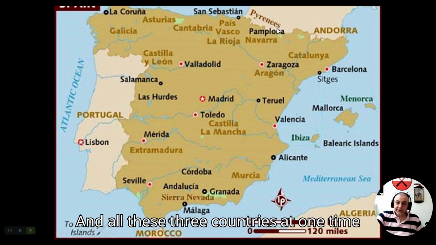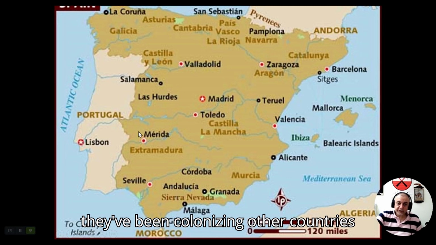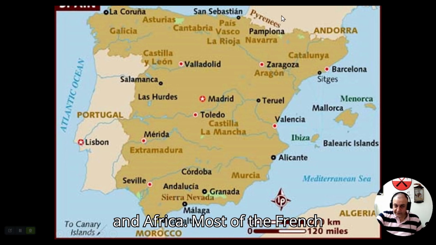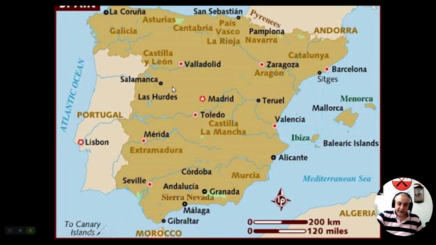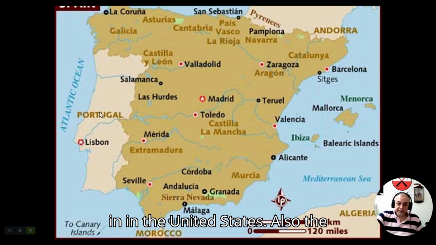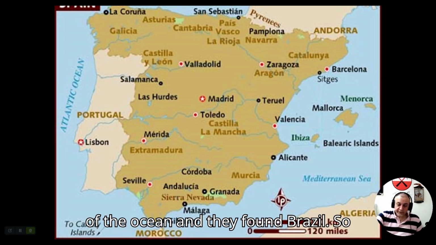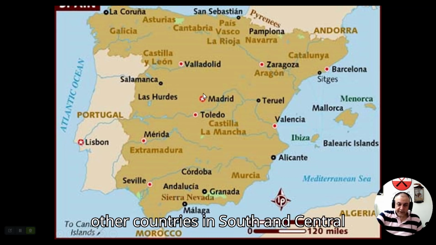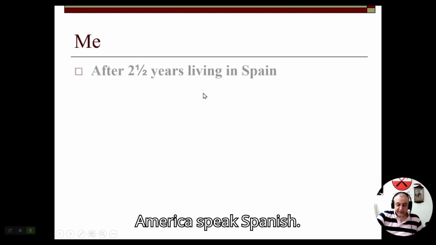All these three countries, at one time, have been colonizing other countries in South America and Africa. Most of the French colonized Africa, and the Spanish went to South America, and in search of Indians, they ended up in the United States. Also, the Portuguese went to the other side of the ocean and found Brazil. So Brazil speaks Portuguese. The other countries in South and Central America speak Spanish.